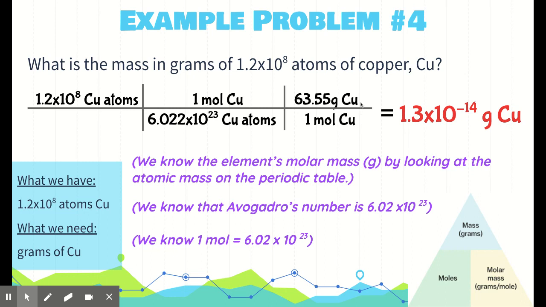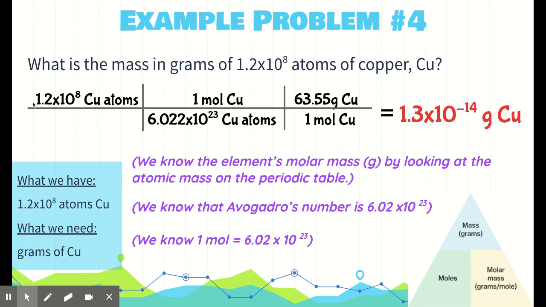1 mole is also equal to the atomic mass. So moles kind of go both ways here. 1 mole is equal to the atomic mass of whatever element you're talking about, and 1 mole is also equal to 6.02 times 10 to the 23rd atoms. So once we get all of these in the right place, atoms would cancel, moles would cancel. We're left with grams, which is what we are trying to solve.